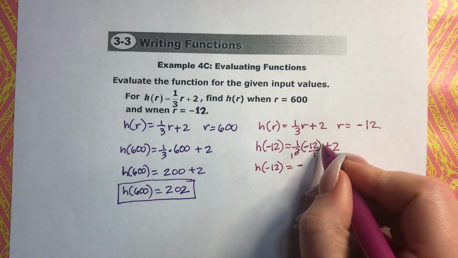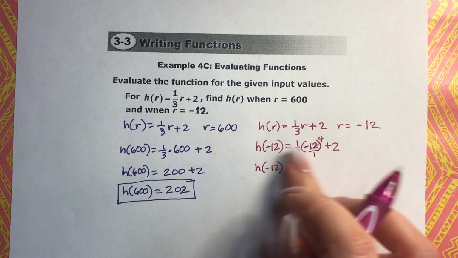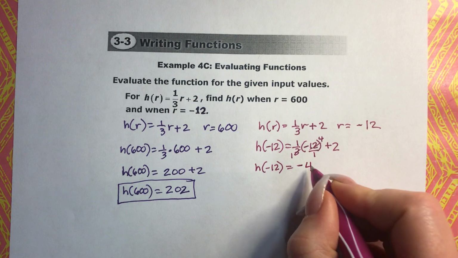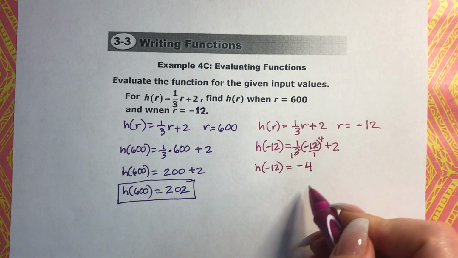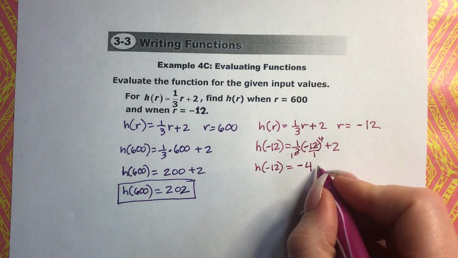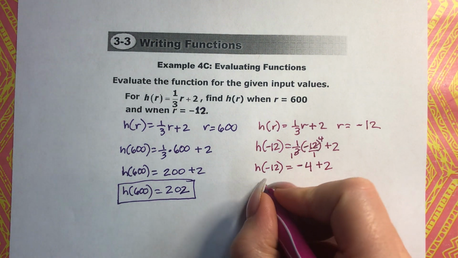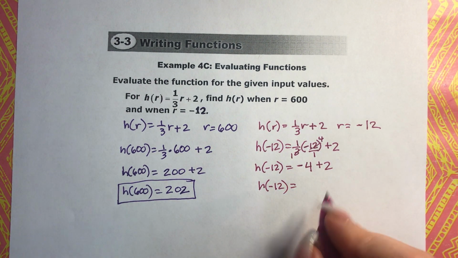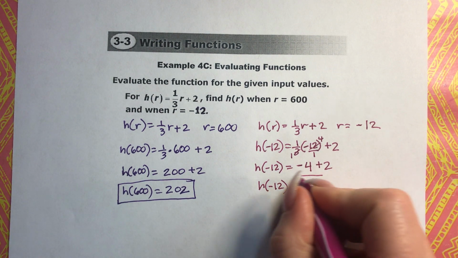3 goes into 3 one time, 3 goes into 12 four times, and then we multiply across. We get 1 times 4, or negative 4, and then 1 times 1, which is just 1, so it's just negative 4, plus 2, and that means that h of negative 12 is equal to negative 4 plus 2, which is negative 2.